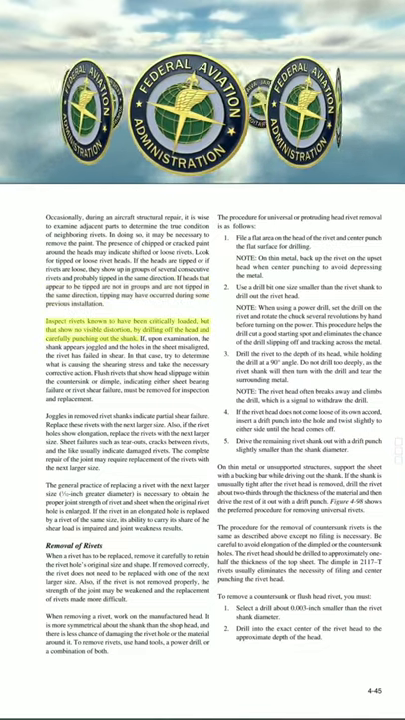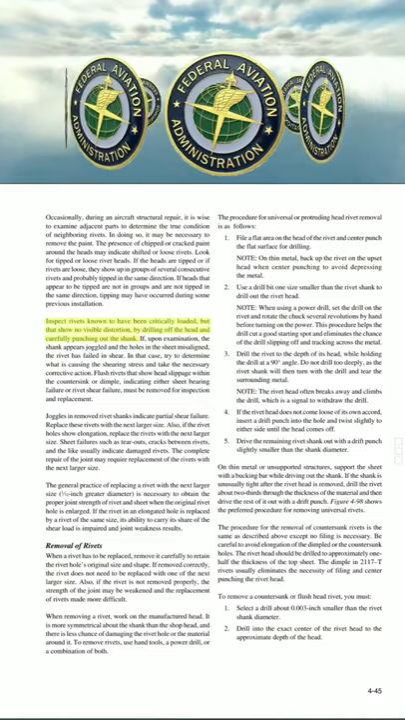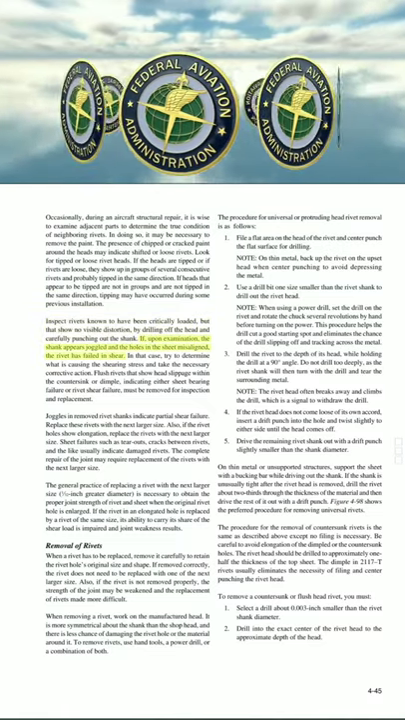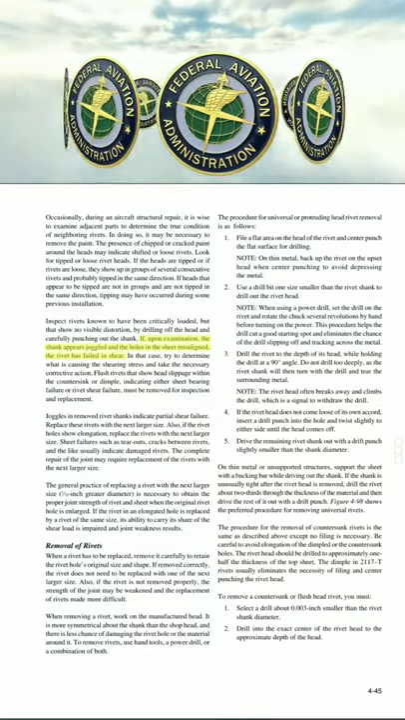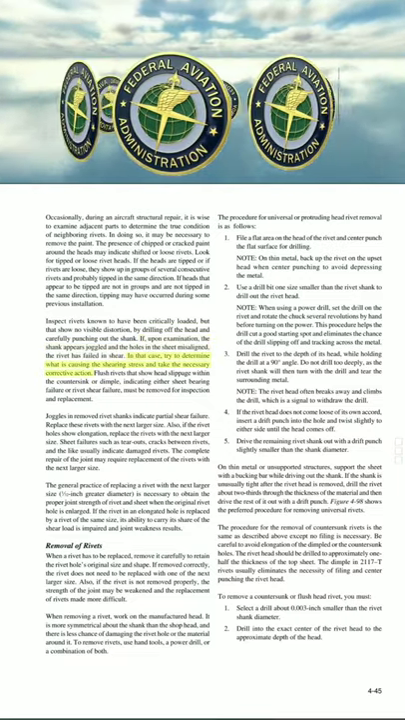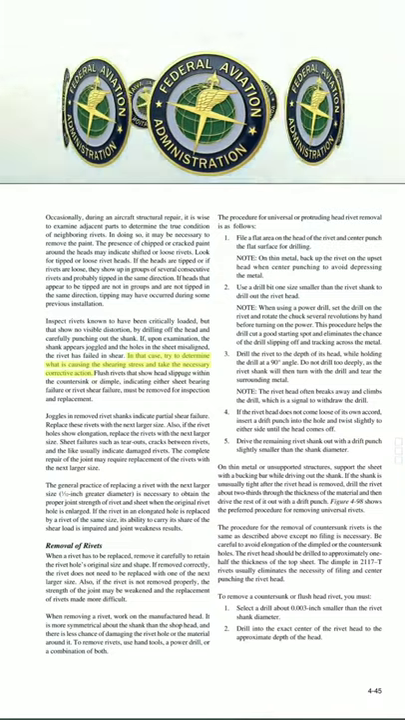Inspect rivets known to have been critically loaded, but that show no visible distortion, by drilling off the head and carefully punching out the shank. If, upon examination, the shank appears joggled, and the holes in the sheet misaligned, the rivet has failed in shear. In that case, try to determine what is causing the shearing stress, and take the necessary corrective action.